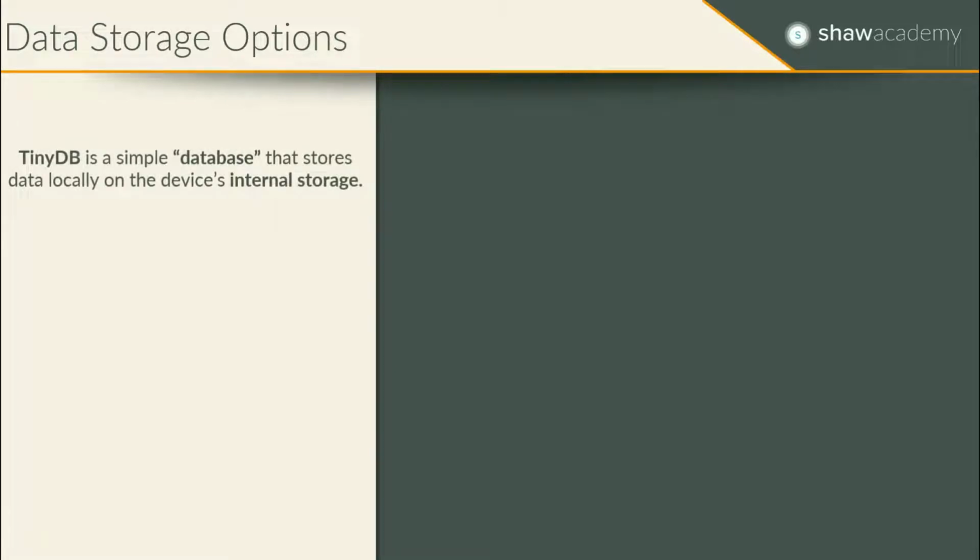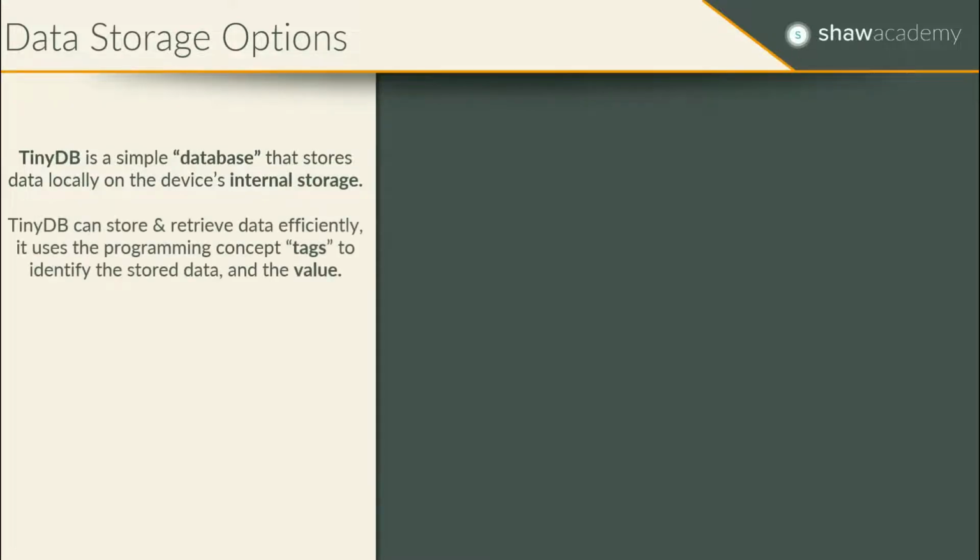One of the data storage options available to us in App Inventor 2 is TinyDB. The introduction of a database allows you to take your apps to the next level, storing information when the app is closed. TinyDB is a component in App Inventor that allows us to do that without needing advanced knowledge of the functions of a database. It is a simple database that stores data locally on the device's internal storage.